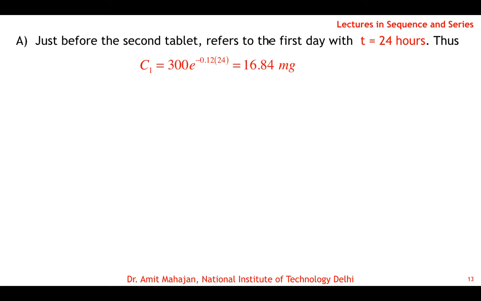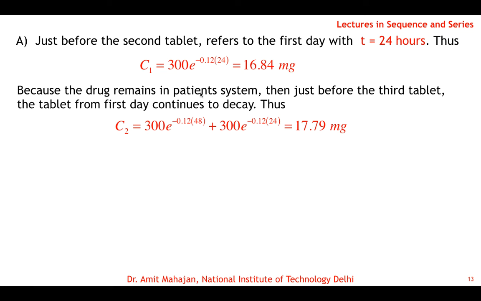So just before the second tablet refers to the first day with t equal to 24 hours, so plugging in t equals 24, the dosage left in the patient's body is 16.84 mg out of 300 mg after 24 hours. And to calculate it after 2 days, meaning before the third tablet, there will be some amount left from the first tablet, that is 48 hours from the first tablet, and 24 hours from the second tablet. We can solve this and see that 17.79 mg remains in the patient's body.